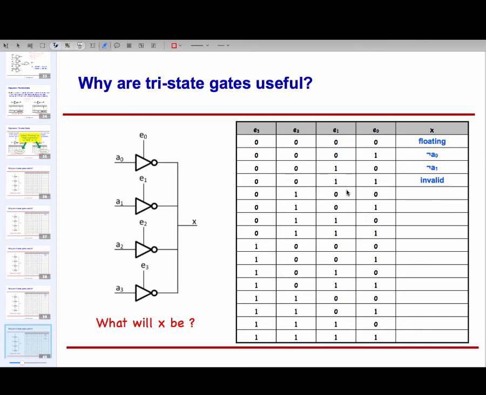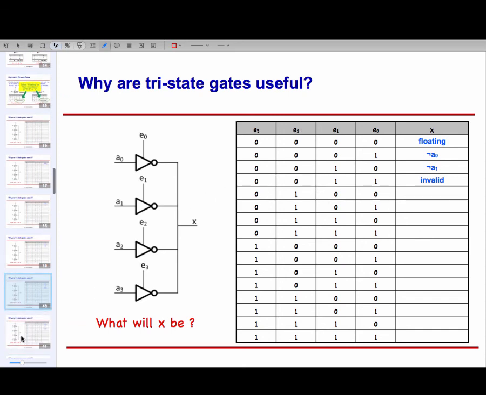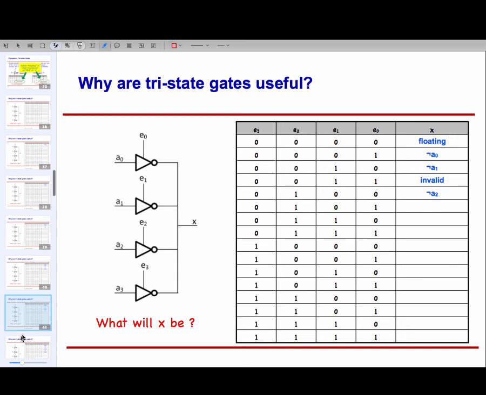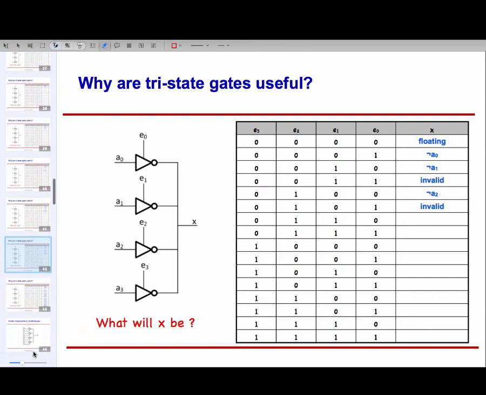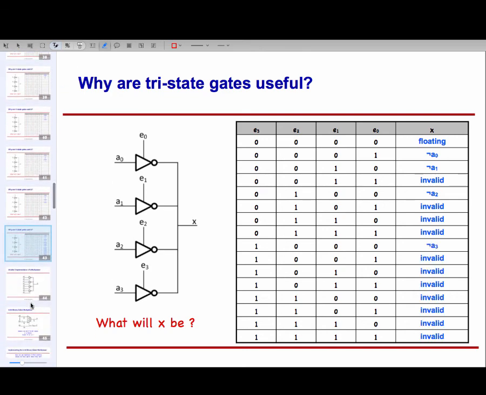So what do you think will happen in the next row? Well, next row we see 0, 1, 0, 0, so that's A3, so it will be not A3. Sorry, not A2, it's line number 2. Next line, again, we see 0, 1, 0, 1. There are 2 gates which are driving the output, so that would be invalid. And I think rest of the table looks like this.